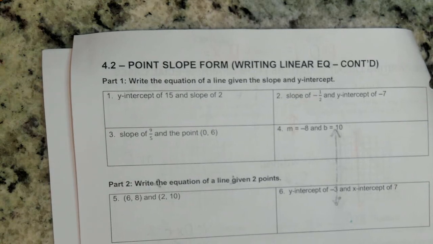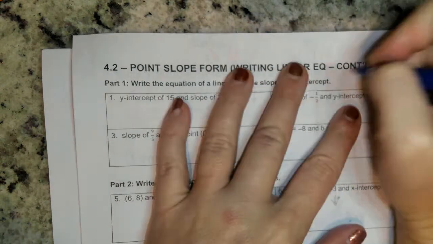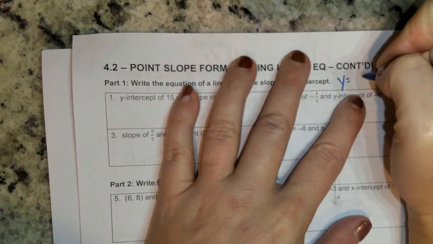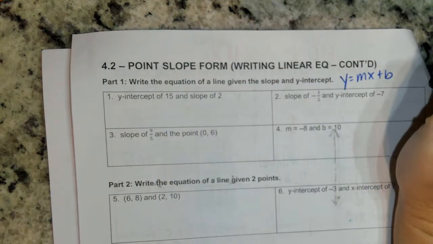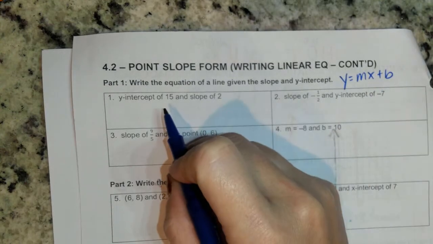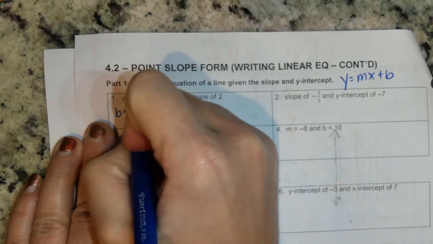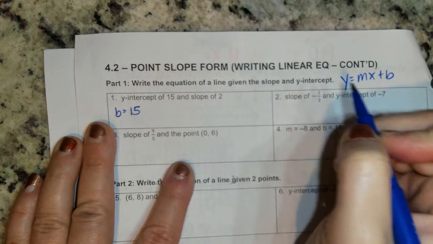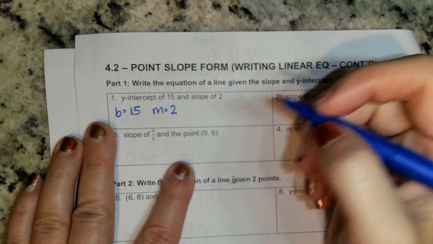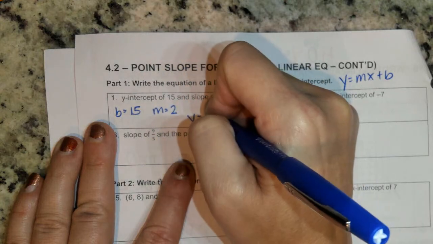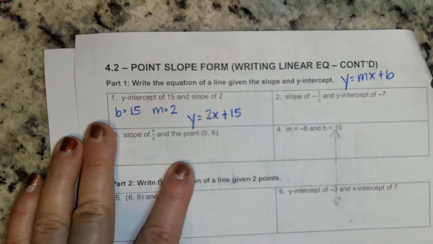So it says part 1 is write the equation of a line given the slope and the y-intercept. So remember, this is our goal here, is to get it in y equals form, which is y equals mx plus b. Okay. So let's look and see what they give us. The y-intercept is 15, so that's our b. And the slope is 2, so that's our m. So now we can put it in y equals m, which is 2, x plus b, which is 15. Okay.